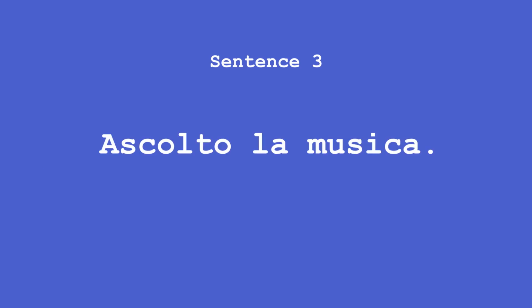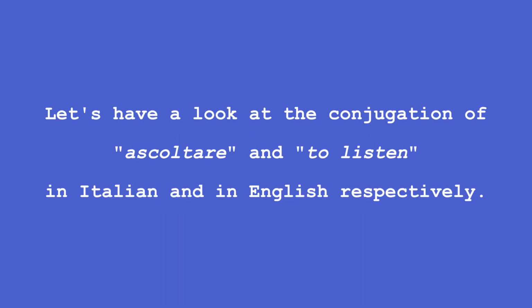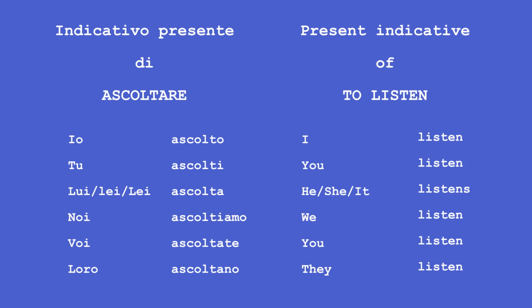Sentence number 3. Ascolto la musica. I listen to music. Let's have a look at the conjugation of ascoltare and to listen in Italian and in English respectively. Indicativo presente di ascoltare. Io ascolto, tu ascolti, lui ascolta, noi ascoltiamo, voi ascoltate, loro ascoltano. Present indicative of to listen. I listen, you listen, he listens, we listen, you listen, they listen.